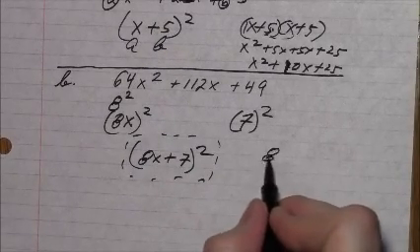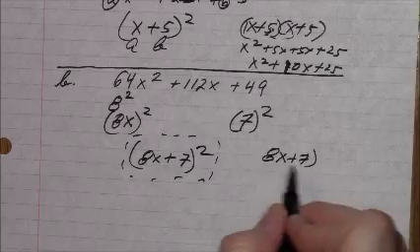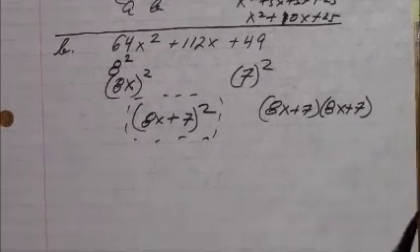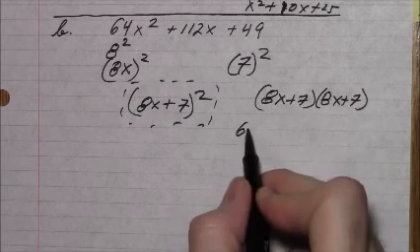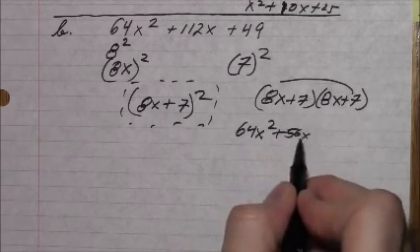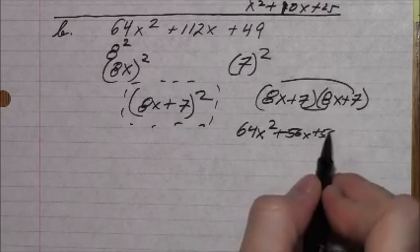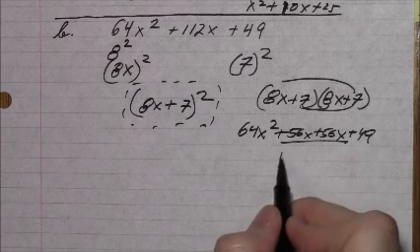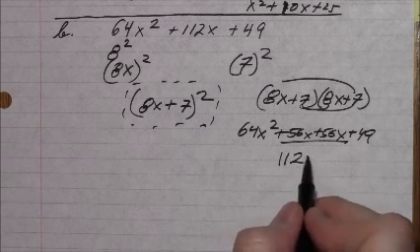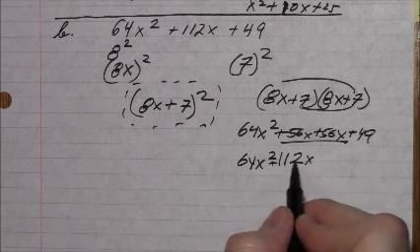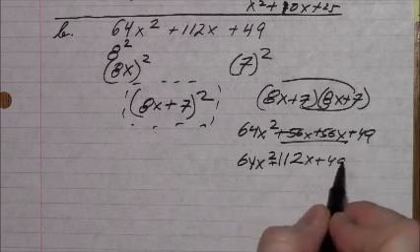Now I'm going to multiply it out and see if it really is. 8x plus 7 and 8x plus 7. 8 times 8, there's the 64x squared. 8 times 7 is 56x. 7 times 8 is 56x. And then plus 49. These two together make 112x, and there we have it. 64x squared plus 112x plus 49.